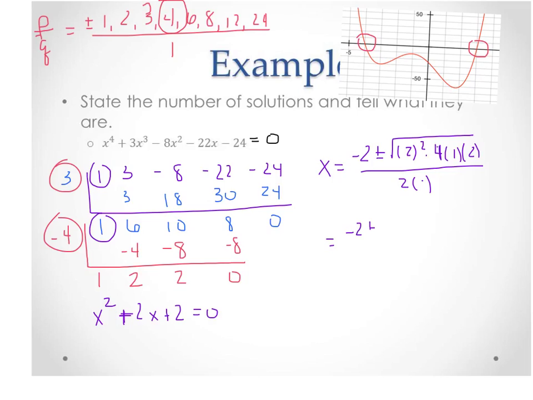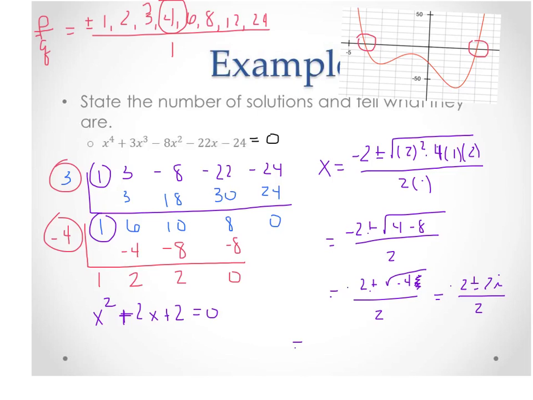So -2 plus or minus the square root of 4 minus 8. So it looks like they're going to be imaginary, but that's okay. -4i, because it doesn't say the real solutions, it just says what are all the solutions. So this is -2 plus or minus the square root of -4, which is 2i, divided by 2, which is going to be -1 plus or minus i.